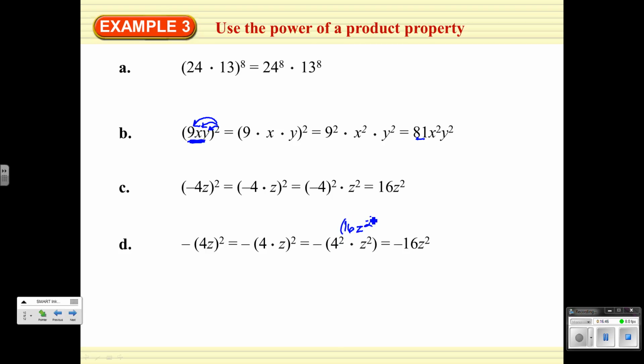However, there's that negative waiting outside the parentheses. So there's the difference in the answers. The negative inside gets squared and becomes positive. The negative outside does not get squared.